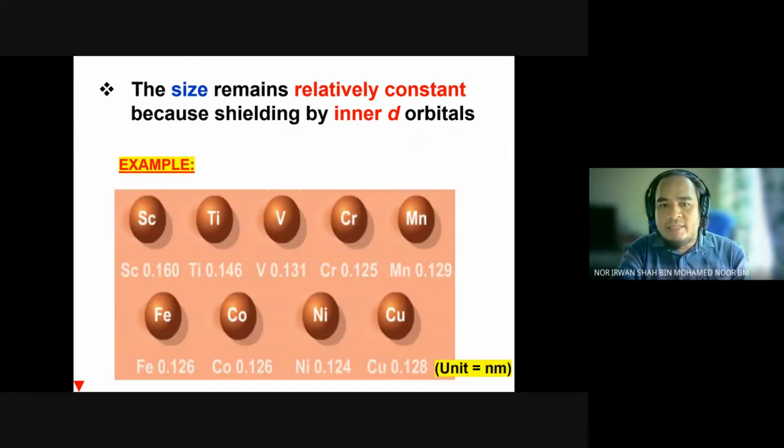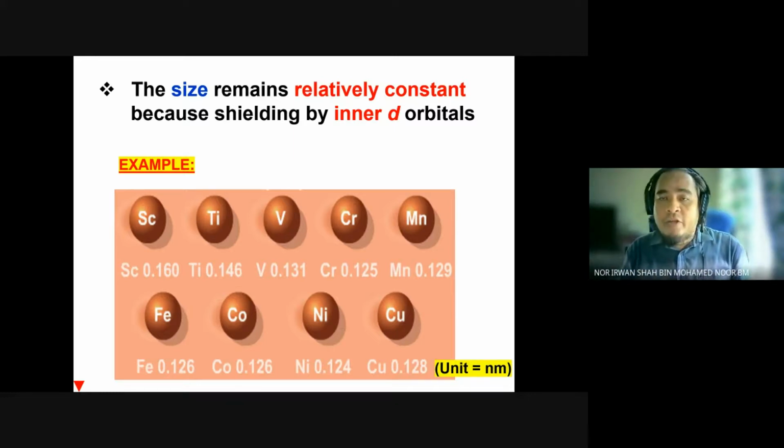Okay, contoh dia macam ni guys. Kalau you guys tengok dekat diagram ni, see? Kalau you guys perasan nampak? Daripada scandium, okay, kita ada titanium, vanadium, chromium, semua ni lah. All of these are the transition metals or the transition elements. Kalau you guys perasan, nampak tak? Dia punya size of atom semua lebih kurang sama saja. Dia tak begitu obvious sangat dia punya perbezaan. Dia tak macam main group elements.